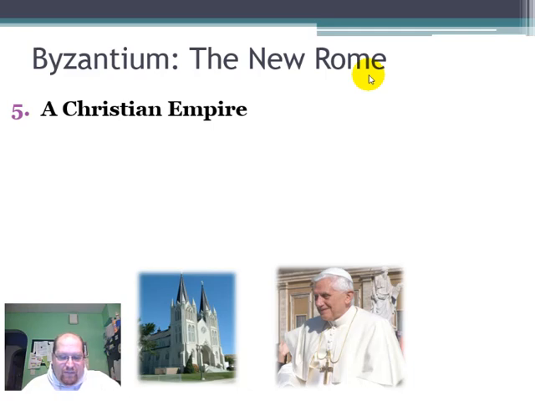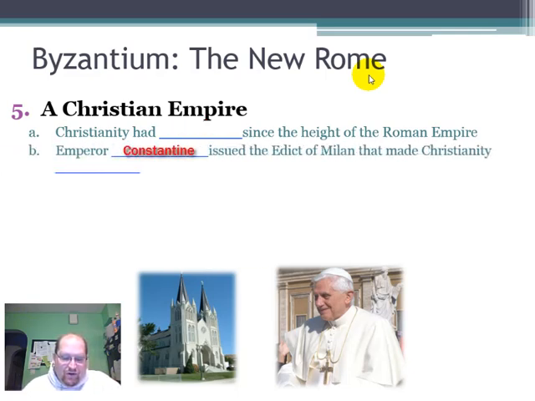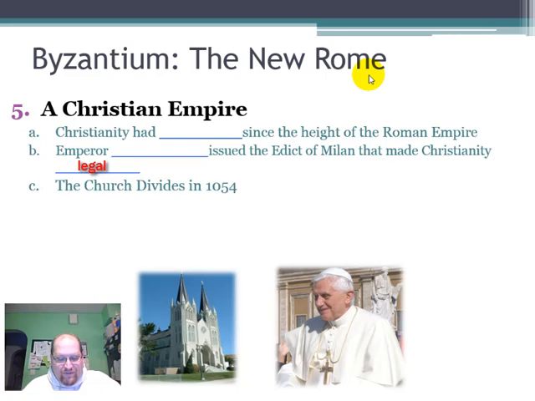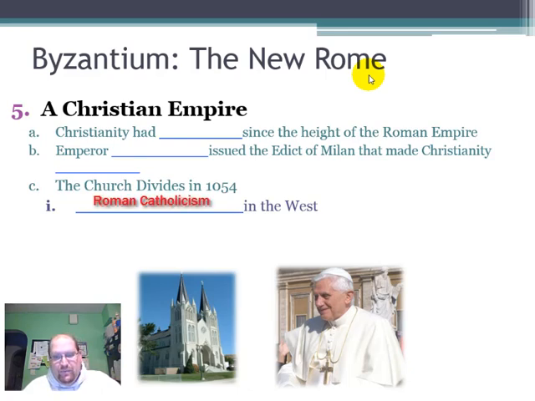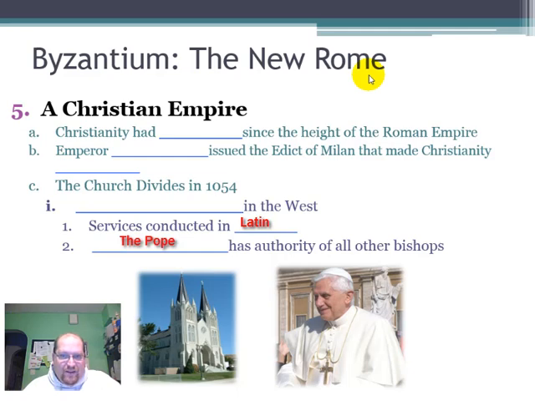A Christian empire. Christianity had spread since the height of the Roman Empire. Emperor Constantine, as we learned, issued the Edict of Milan that made Christianity legal. The church, however, divided in about 1054 AD. The first way it was divided was the West, which was the Roman Catholicism, present-day Rome. The Pope has the authority. The services were all conducted in Latin, and the Pope has authority of all other bishops. He's the high-end guy. And priests could not marry.